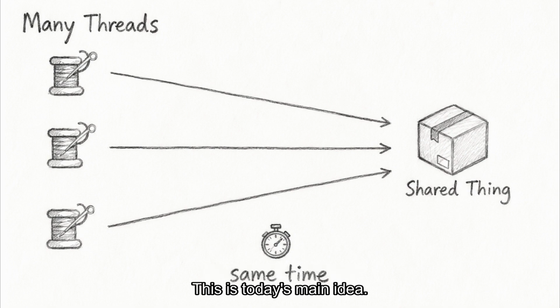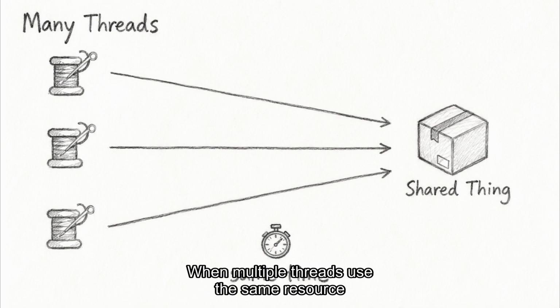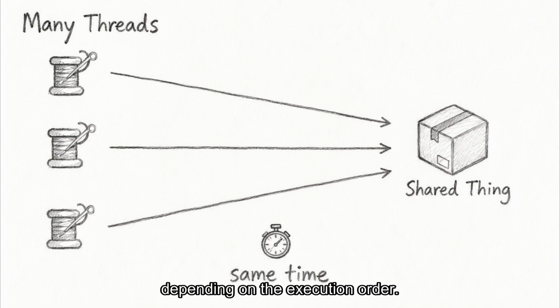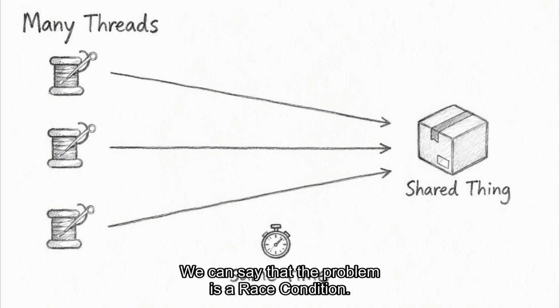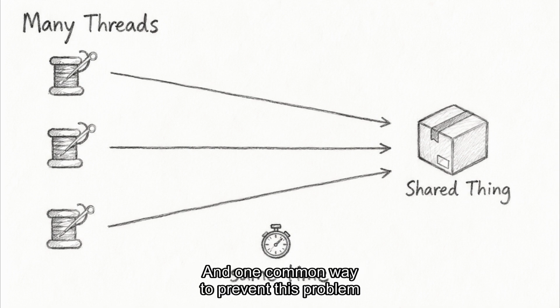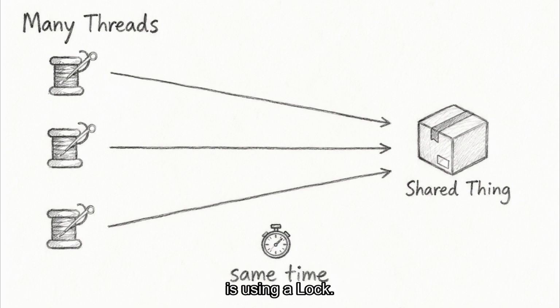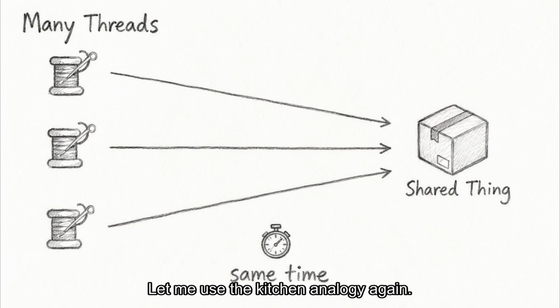This is today's main idea. When multiple threads use the same resource at the same time, the resource can change depending on the execution order. We can say that the problem is a race condition, and one common way to prevent this problem is using a lock. Let me use the kitchen analogy again.